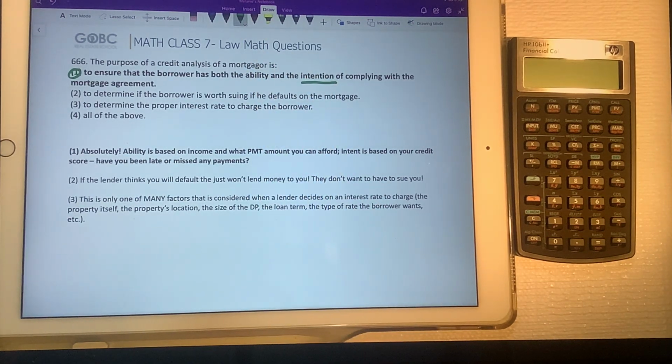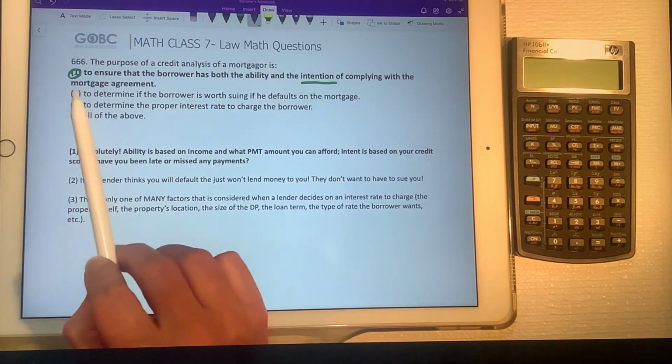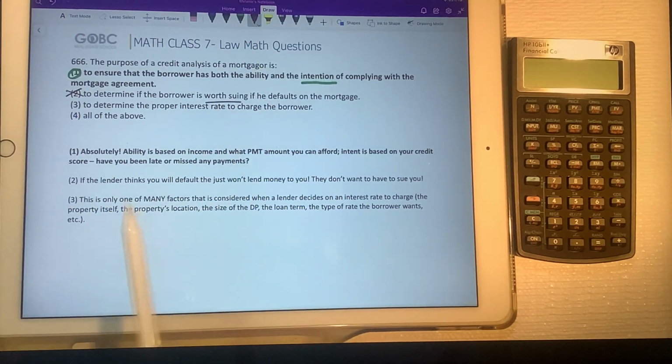Sometimes people have the ability, but they just don't. So the lender wants to make sure that you have the type of character that means when you promise that you're going to do something, you're actually going to follow through on that. Okay? They don't do the credit analysis to see if you're worth suing. If they think that you're going to default and they're going to have to sue you, then they just wouldn't lend to you in the first place. Right? That's not what they're trying to plan for. So they're not going to try and see if you're worth suing.